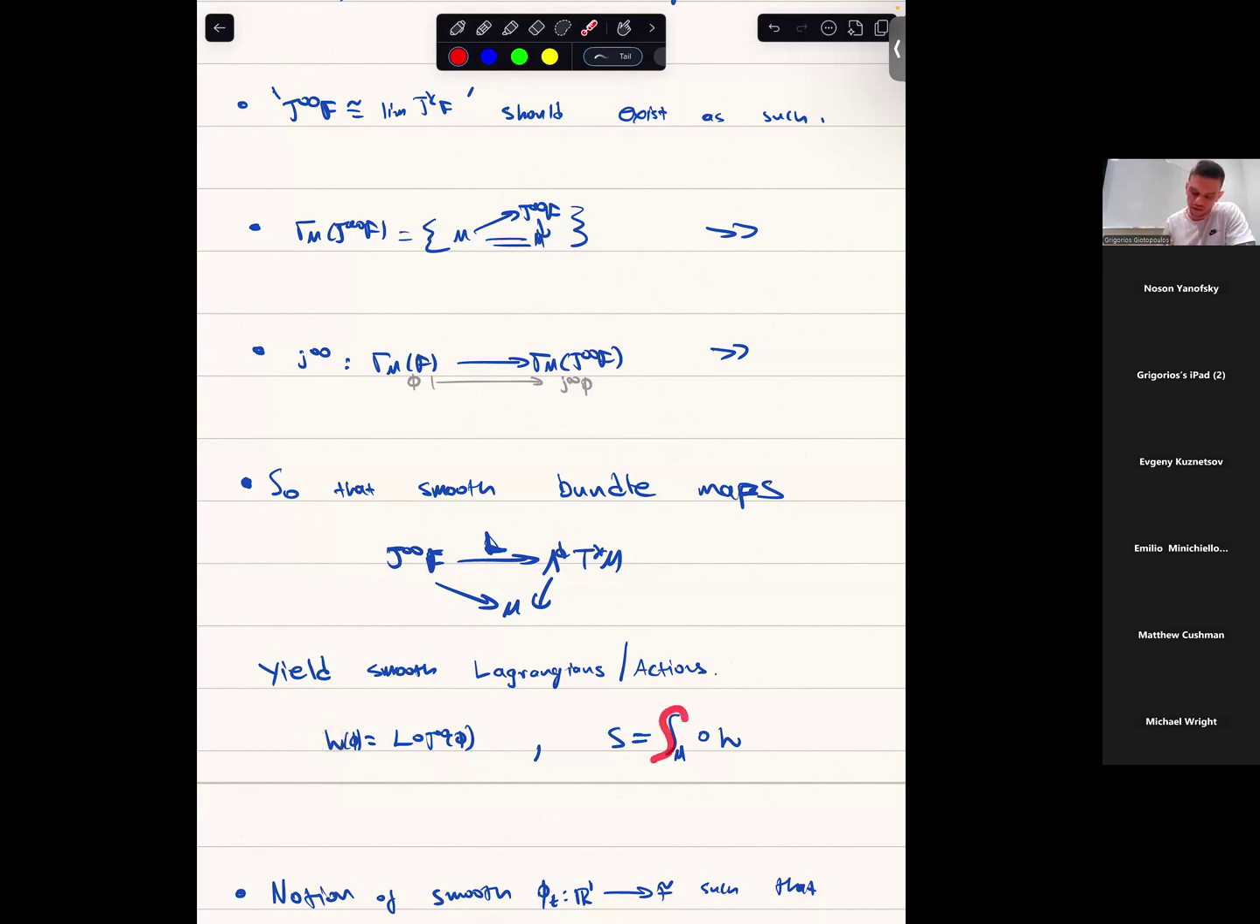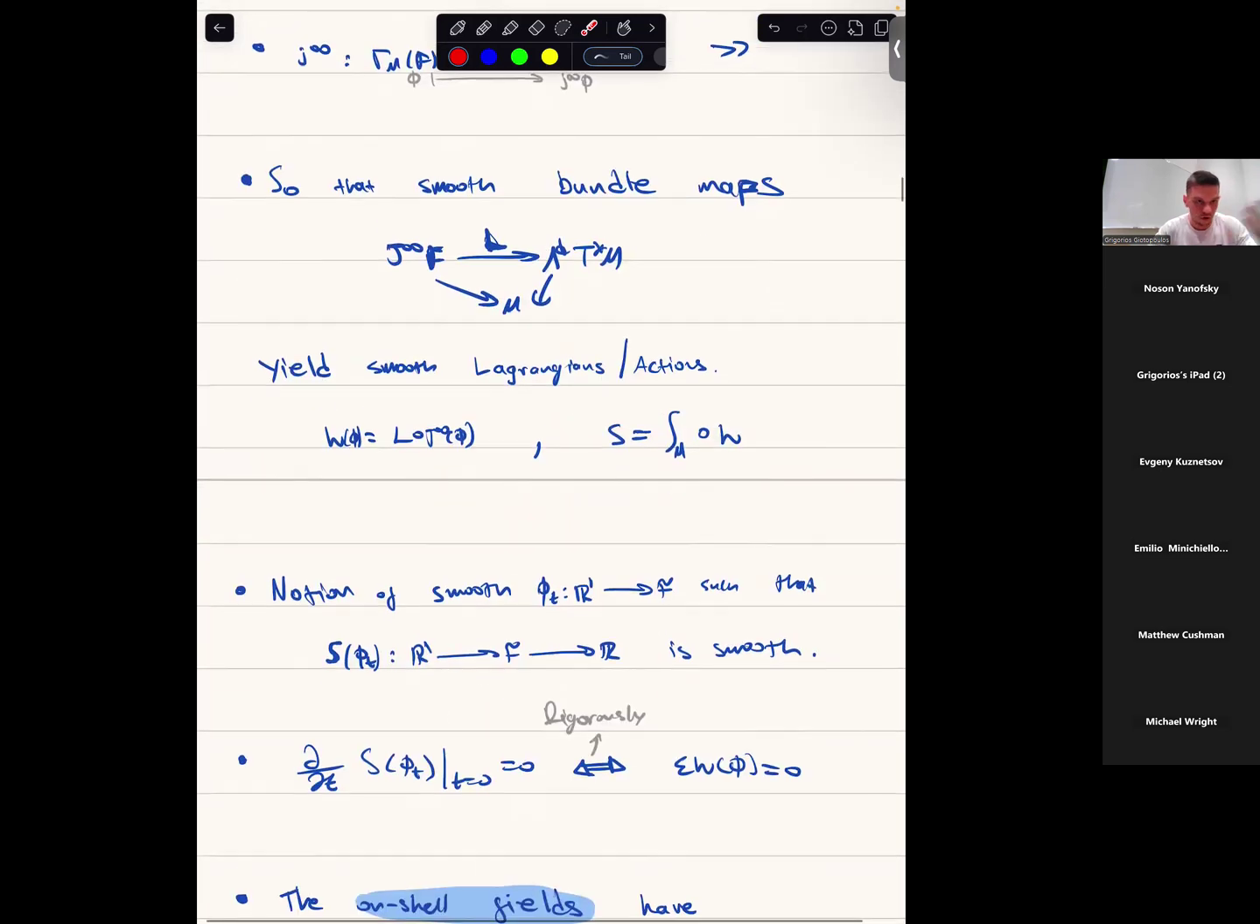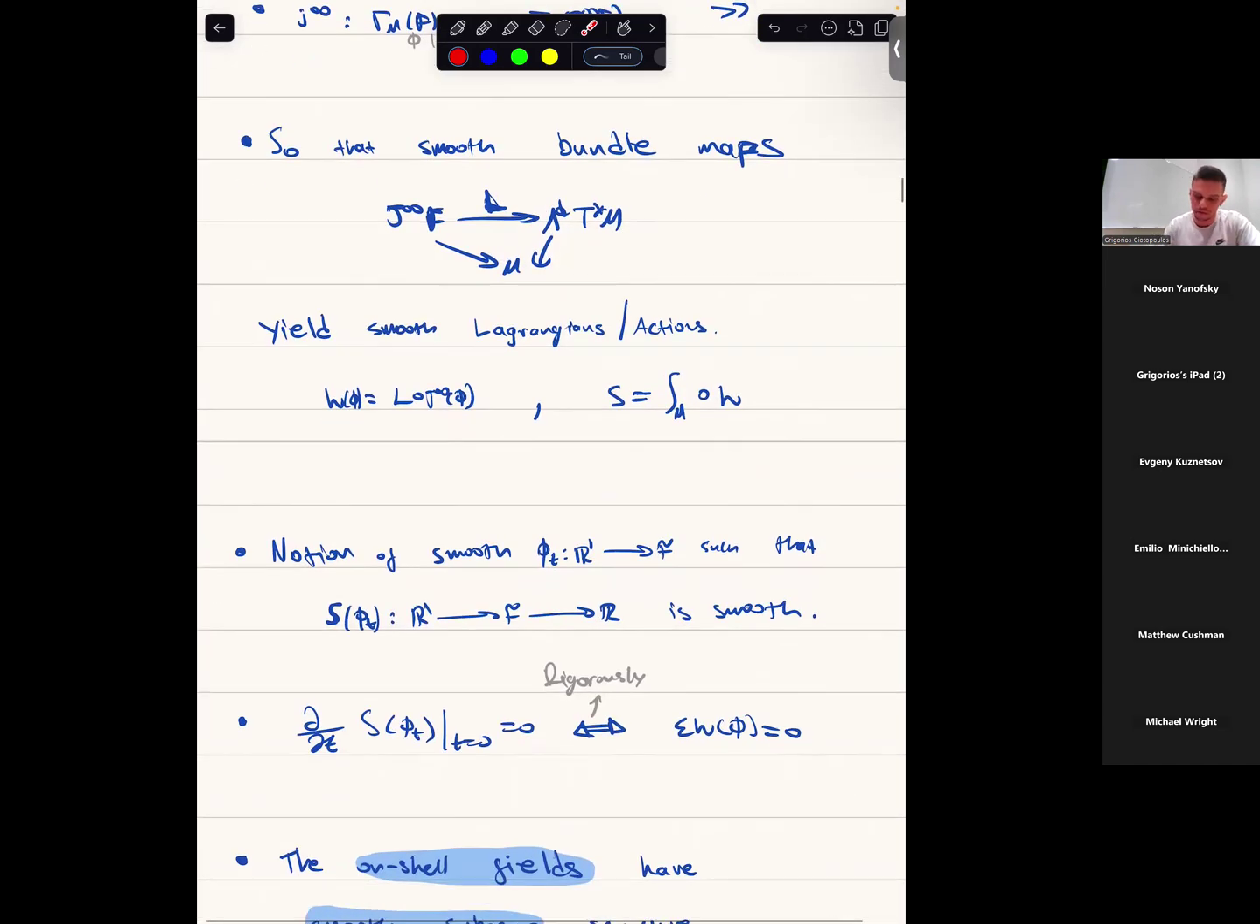And furthermore, if integration is also interpreted in this category correctly, that should yield in the end the action functional as an actual map in this category where all the objects that we're talking about exist. Not only that, though, we have more requirements from this. There should exist a notion of a smooth path in the field space.